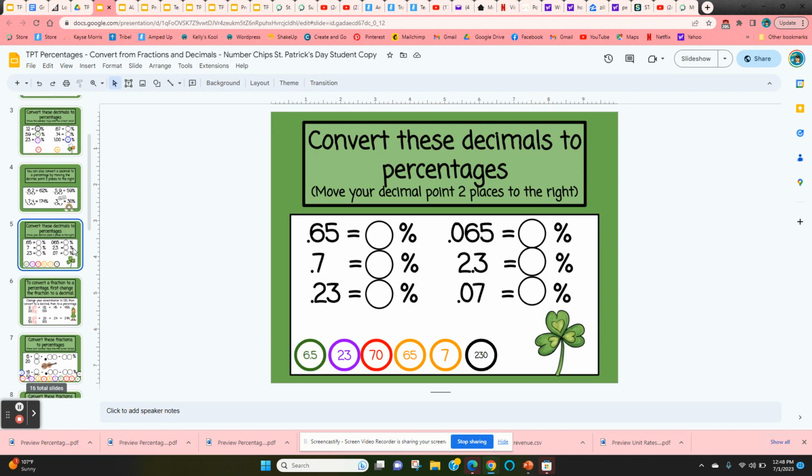So on the next slide, students are going to be moving the correct numbers into the correct places. So the first one's pretty easy, 65%. The second one, they have to know that they're going to add a 0, so that would be 70%. Here would be 230% if they move that decimal point 2 places to the right, and so on.